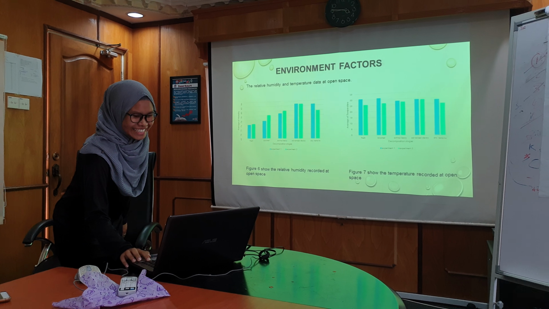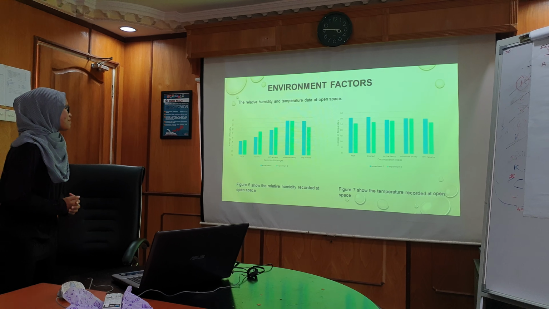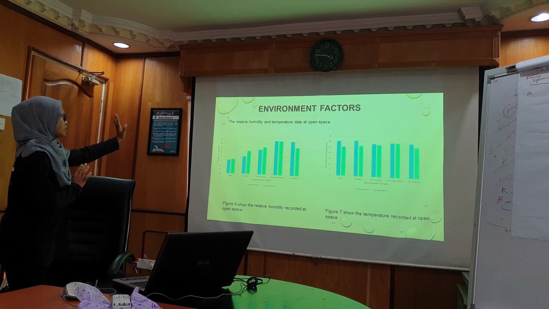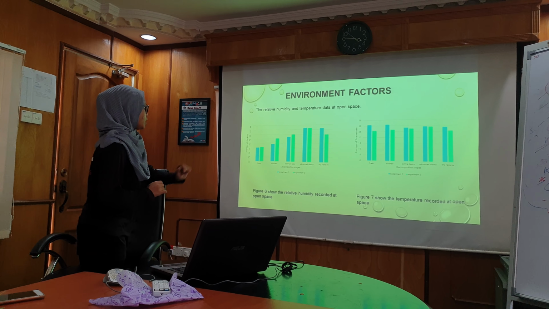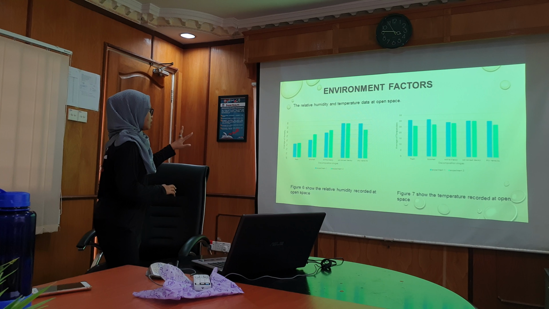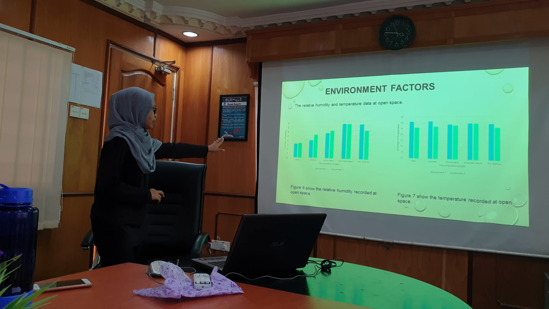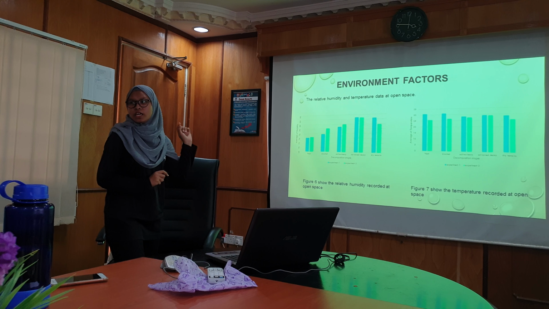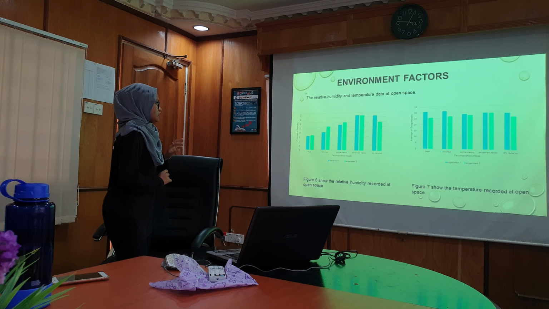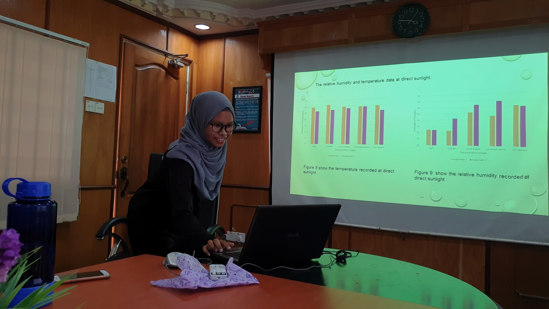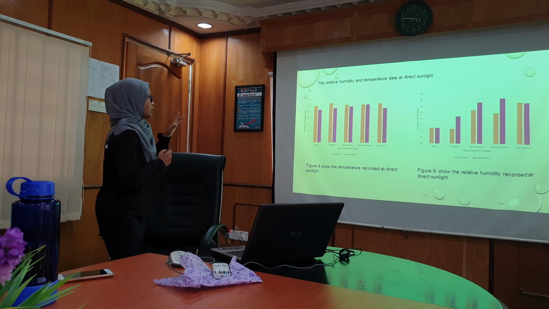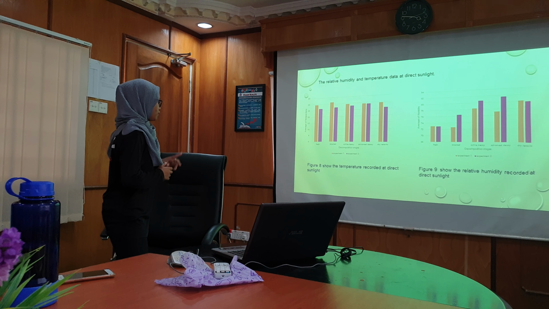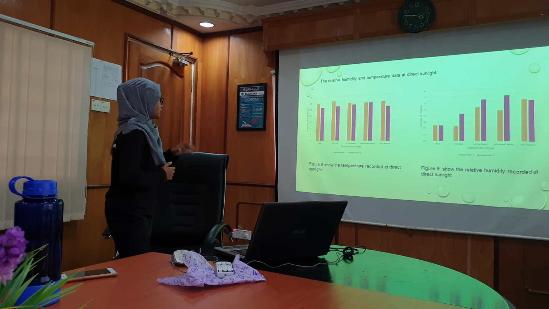Okay, these are the environmental factors that we have. This is the relative humidity, and the second one is temperature. Experiment 1 is referred to the blue color, and experiment 2 is the green color, which is at the Salt Waterfall. And the second part is at the direct sunlight, which is the same as the first graph, which is experiment 1 and experiment 2.